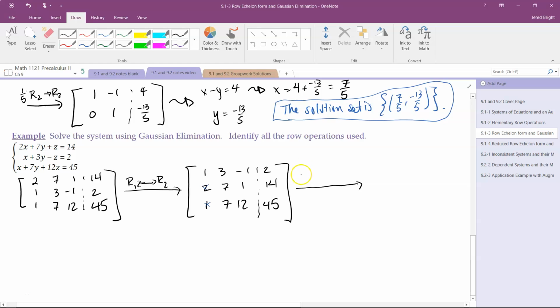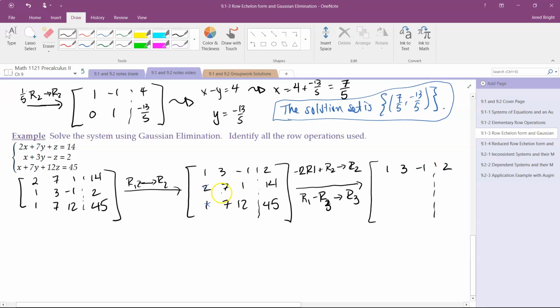And so to do that, I'm going to do negative 2 row 1 plus row 2 into row 2. And I'm also going to take row 1, subtract row 3, and put that into row 3. Okay, so the first row remains unchanged: 1, 3, minus 1, and 2.